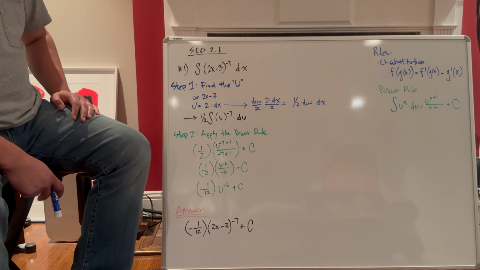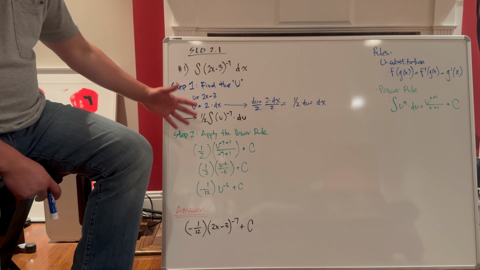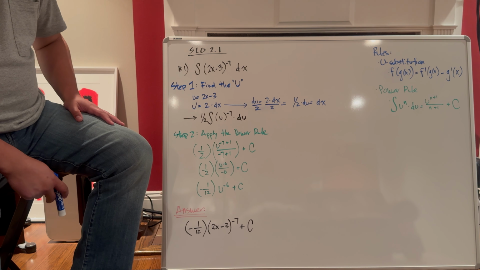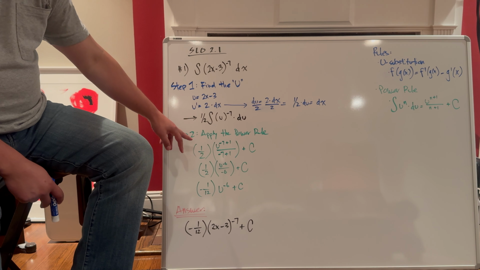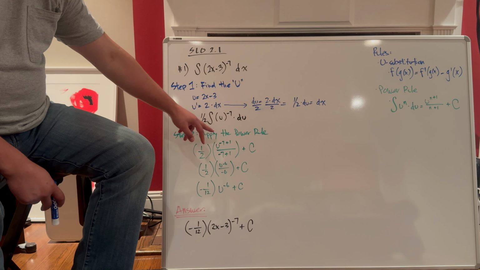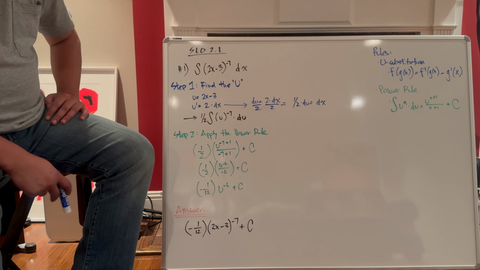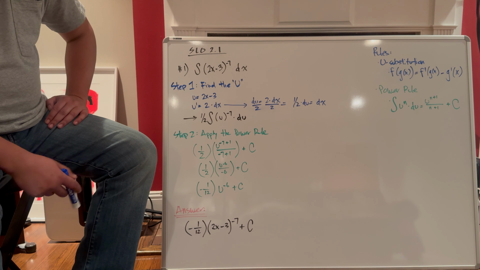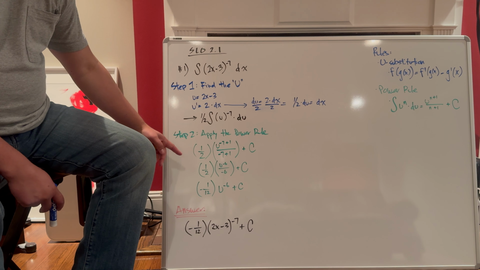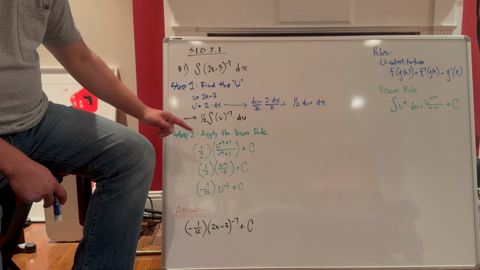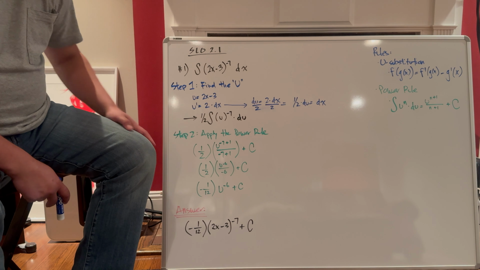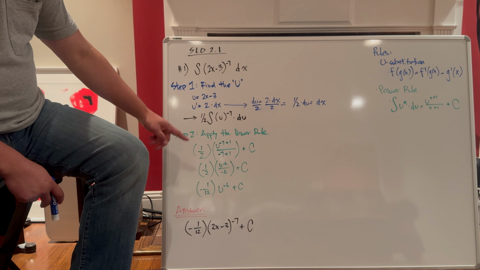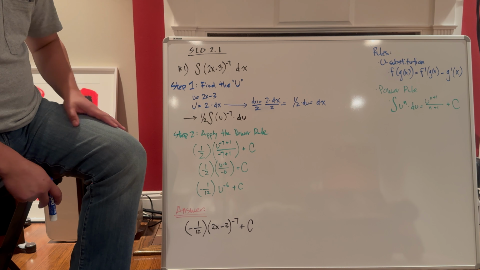So if we keep our u in play here, you would have 1/2, and then u to the negative 7 plus 1, so negative 7 plus 1, divided by negative 7 plus 1. So now you have 1/2 times u to the negative 6 divided by negative 6, plus c. Just work your math through. You have negative 1/12 times u to the negative 6 plus c.